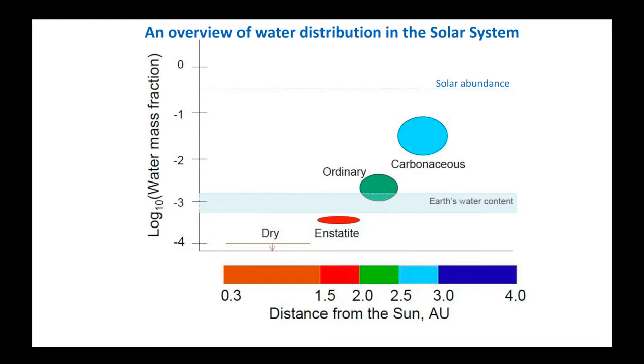Welcome to part 6 of the MOJO project. This video is about the origin of Earth's water. Let's start with an overview of the water distribution in the solar system.